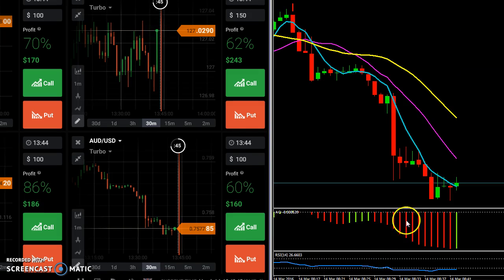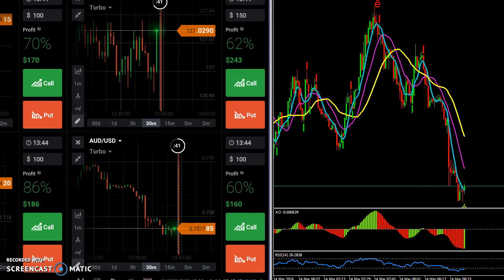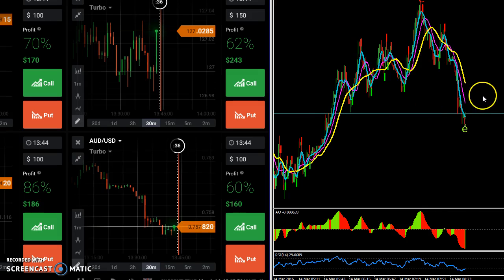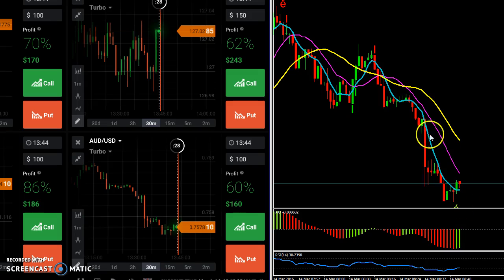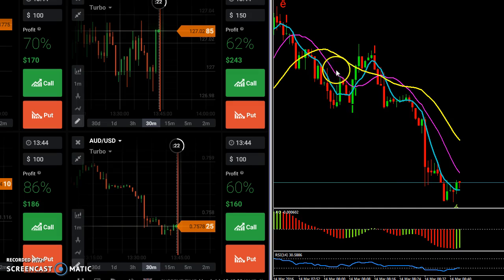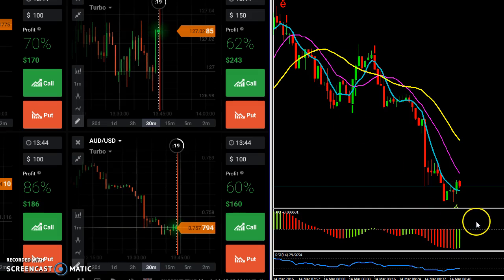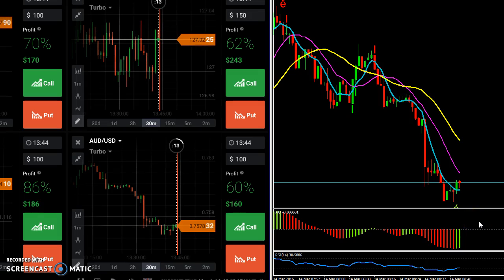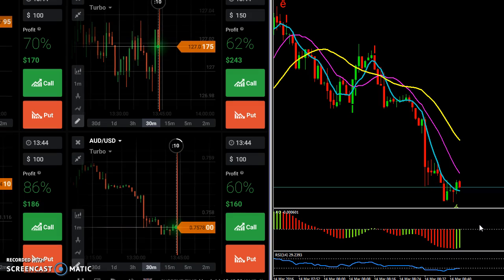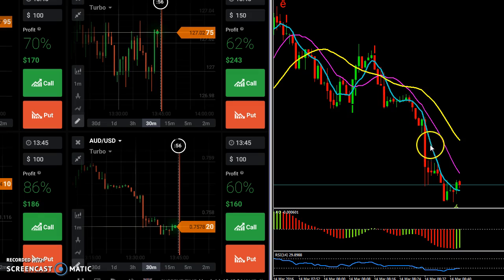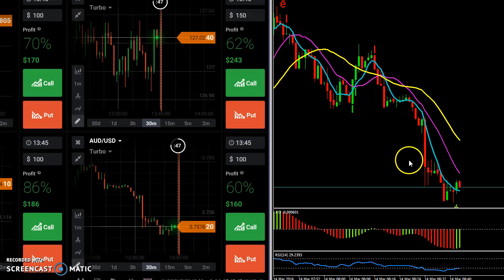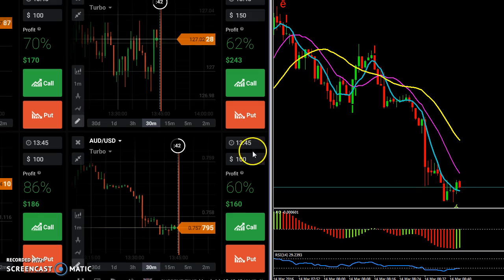Oops. Okay, so we got AUD USD buy signal. So I need to zoom out and check this out. There's not any major resistance level, support level I should say. And I think I'm going to wait for the next drop. So I'll be right back.